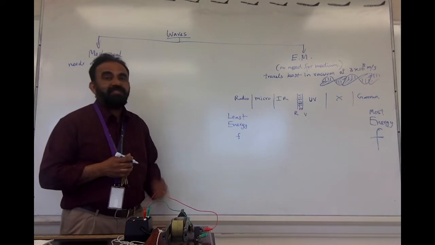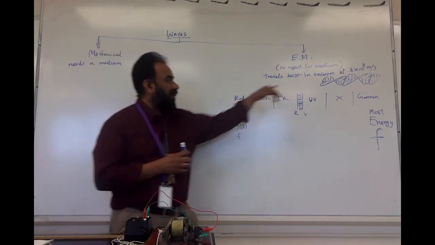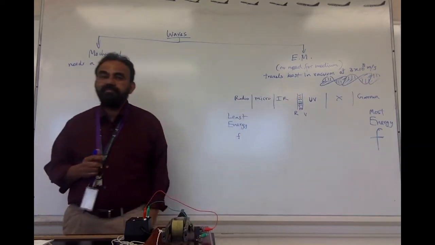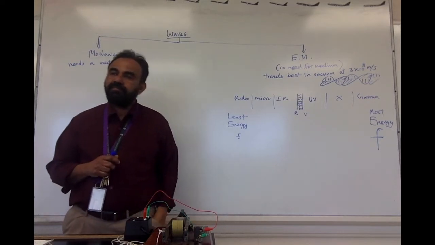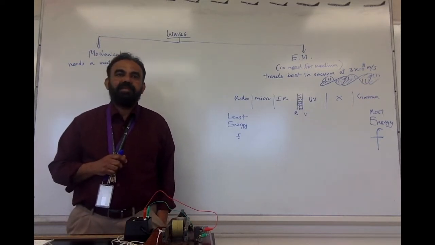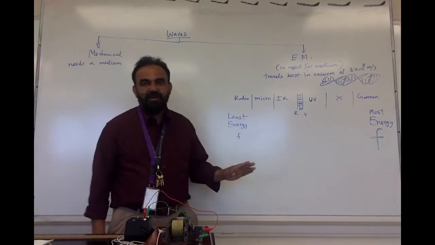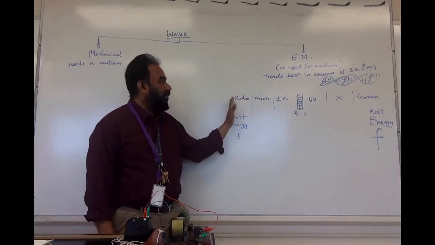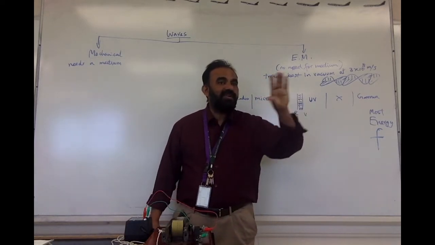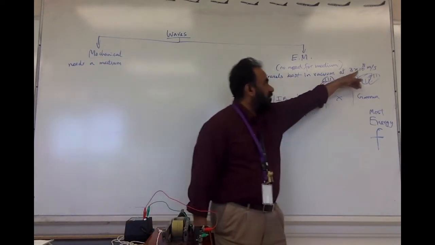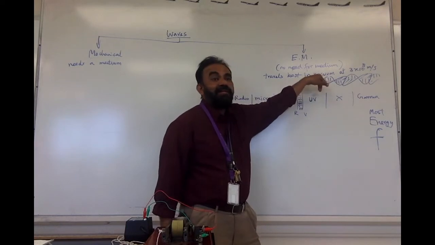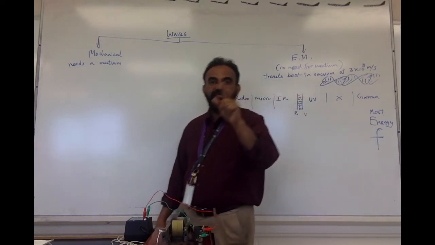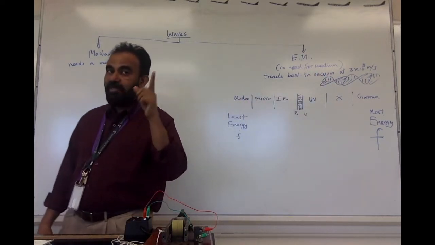Now, which one travels faster, radio waves or gamma rays? The same. They all travel with the speed of light. This is the whole electromagnetic spectrum. Radio waves to gamma rays, they all travel with the same speed of 3×10⁸ meters per second only in vacuum. They will have the same speed only in vacuum.